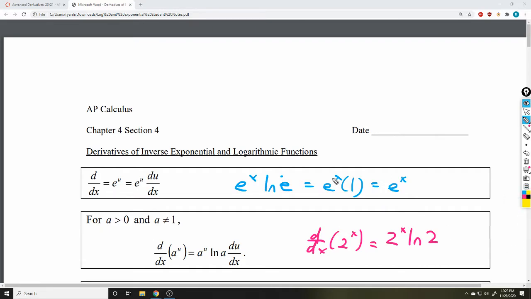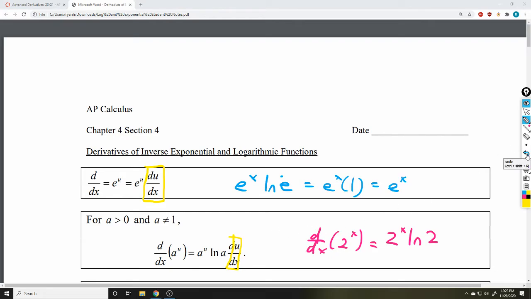And finally, of course, this du dx here is making sure we don't forget the chain rule and multiply by the derivative of the inside part. So if we've got a function up in the exponent, we need to make sure we have that chain rule and multiply by derivative of the inside part.